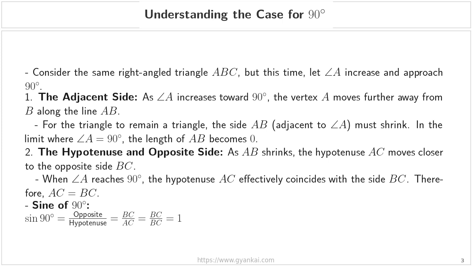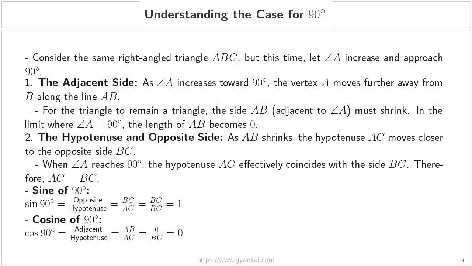Now, let's use this logic to derive our trigonometric ratios. To find the sine of 90 degrees, we take the ratio of the opposite side to the hypotenuse. That is, BC divided by AC. Since we just established that AC is equal to BC, we have BC divided by BC, which simplifies to 1. For the cosine of 90 degrees, we look at the ratio of the adjacent side to the hypotenuse. That is, OB divided by AC. Since the length of OB has shrunk to 0, we have 0 divided by BC, which results in 0.